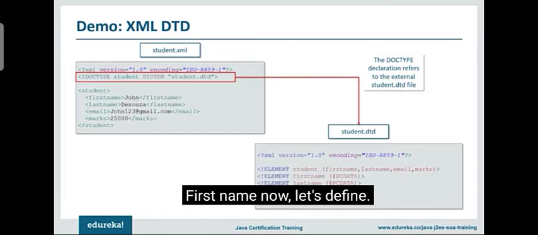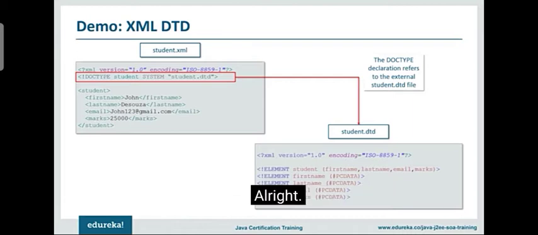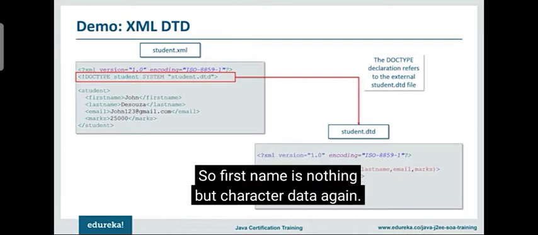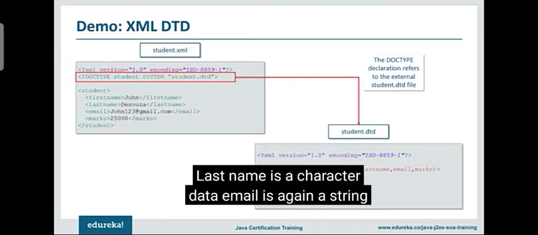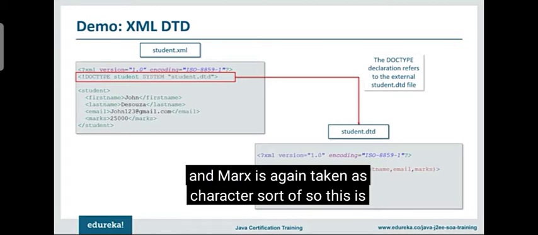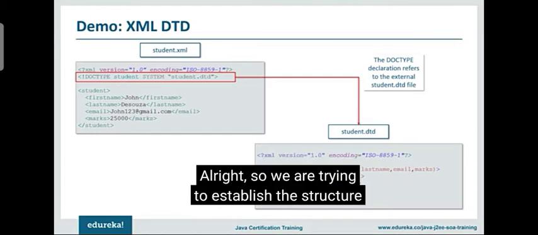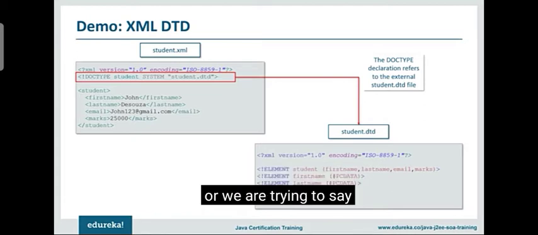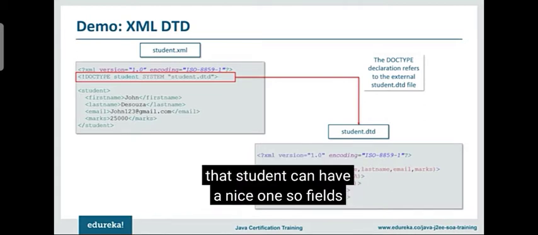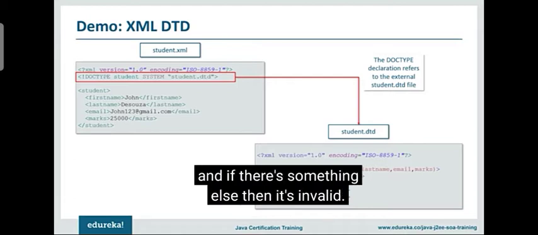Now let's define what we can have in first name. First name is nothing but character data. Last name is again character data. Email is again a string, and marks is again taken as character data. So this is how we define a DTD. We are trying to establish the structure, to say that student can have only so-and-so fields, and if there is something else, then it's invalid.